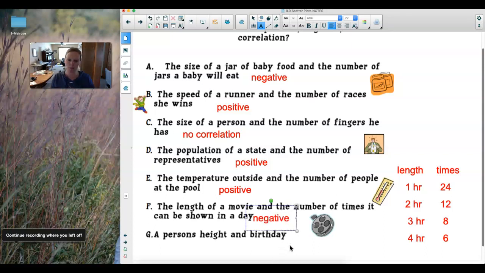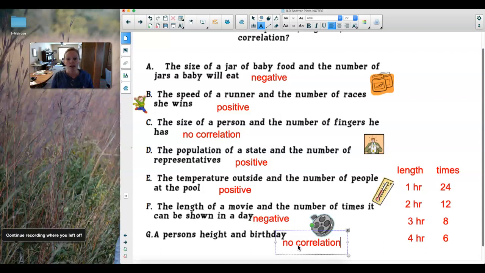Okay, the last one, a person's height and their birthday. Now, I don't know about you guys, but I don't think they have anything to do with each other. So I'm going to guess that it's no correlation, but let's kind of discuss that one. So how tall a person is. If you're born on May 4th, does that mean you're going to be short? And if you're born on May 5th, you're going to be tall. May 6th, you're going to be somewhere in the middle. So as the birthday goes up, no. Okay, there's just no correlation between your height and your birthday. That has more to do with genetics.